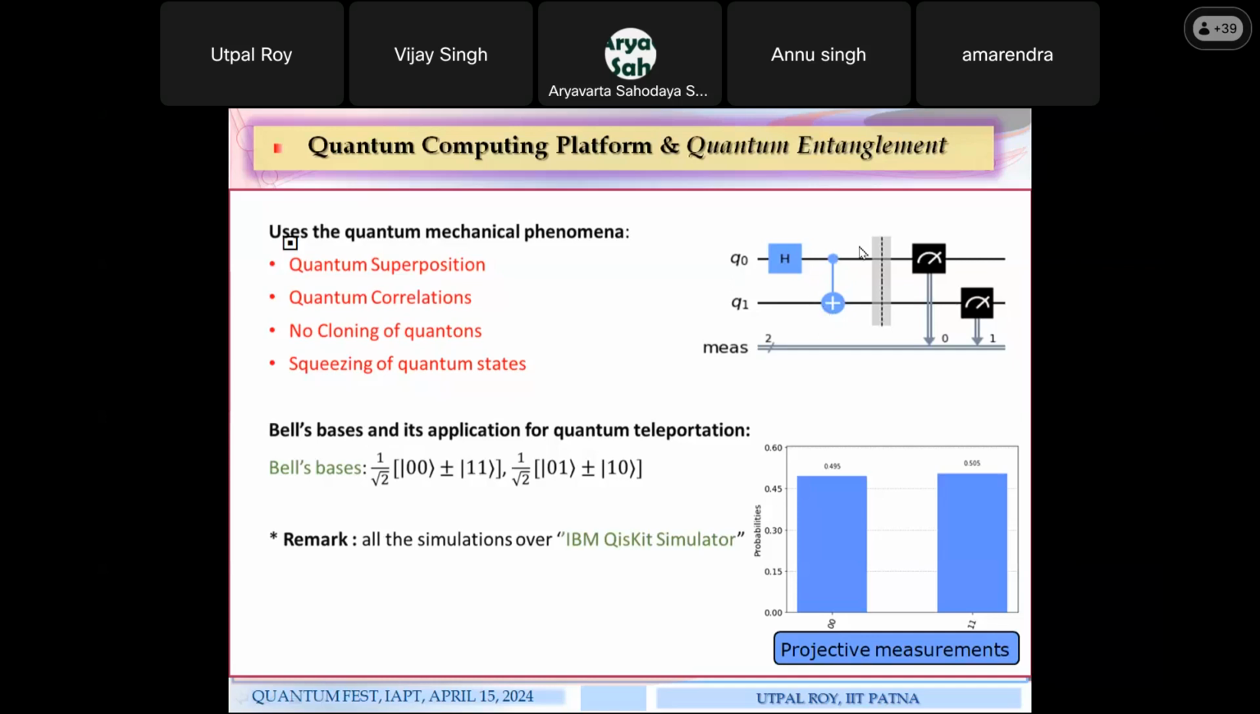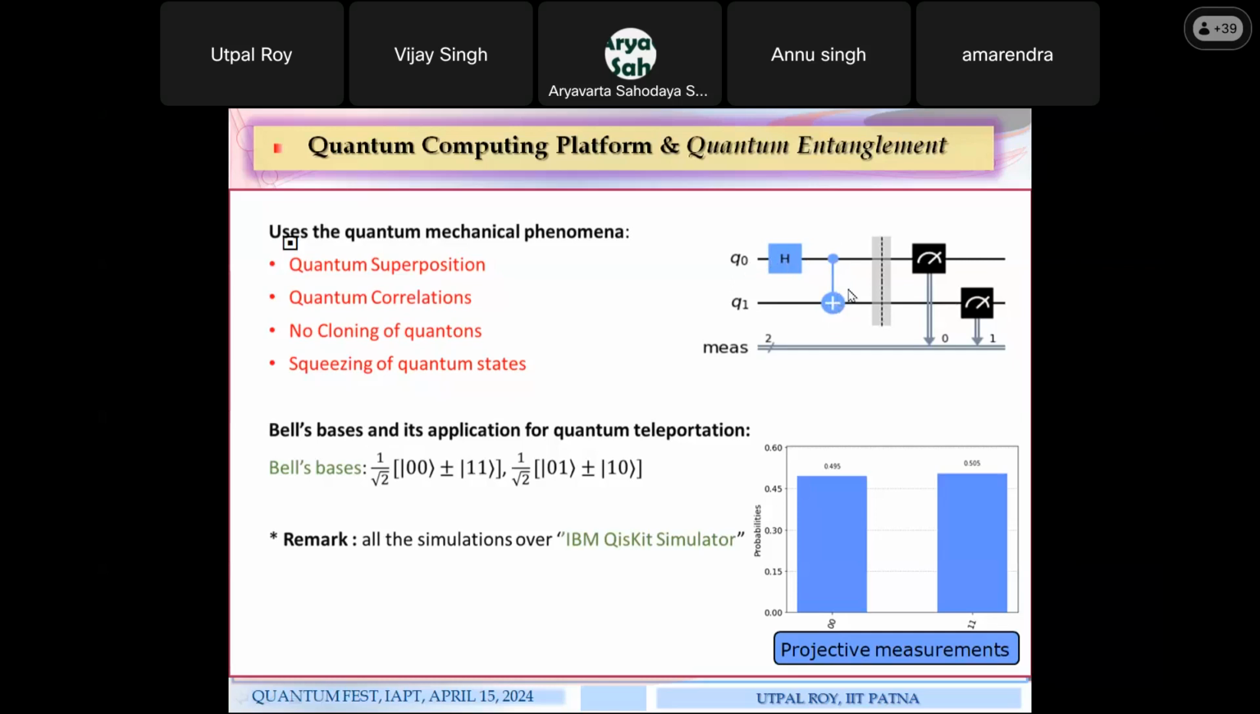So Q0 is 1 qubit, then this is called the control not operation. So when q0 takes a value 1, this will actually flip. So this is how the control not operation takes place.